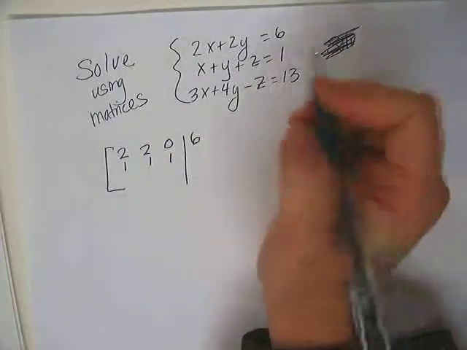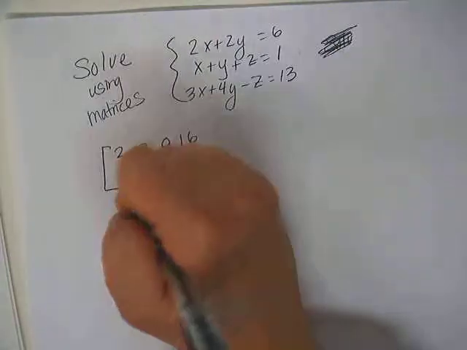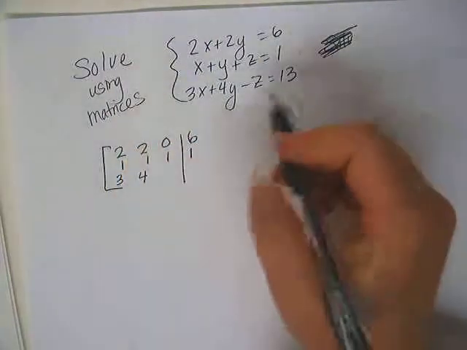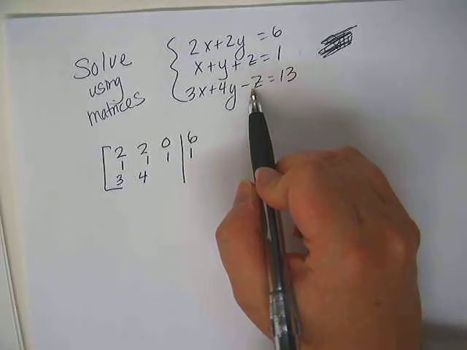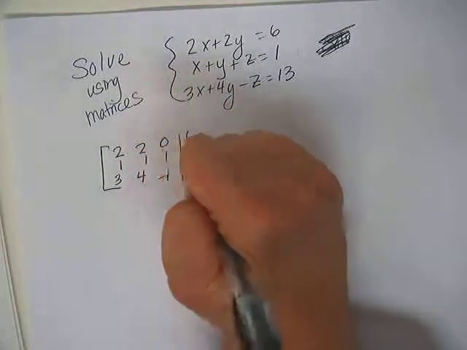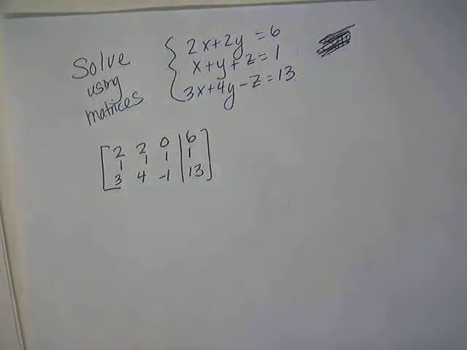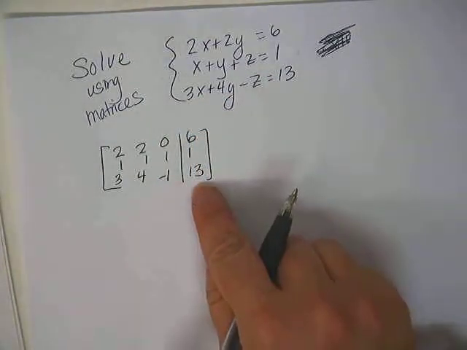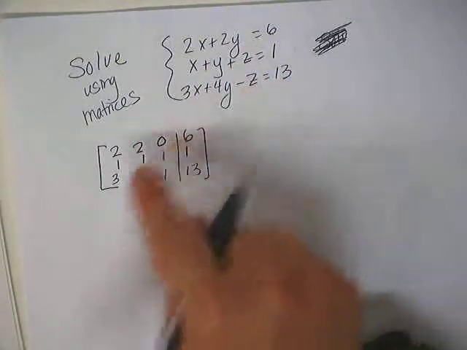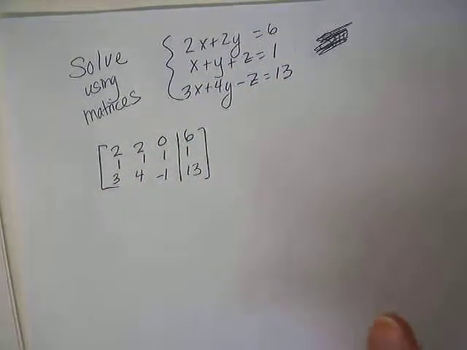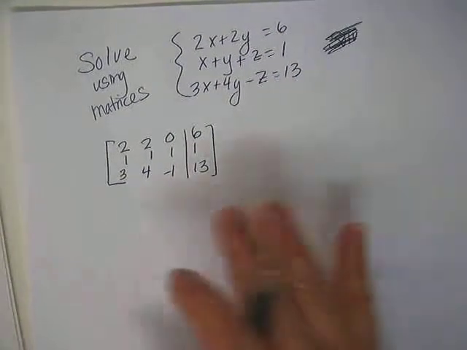Okay, then I go 1, 1, 1, 1. And then 3, 4, what's that number? 0. Negative 1, 13. Before you start going to a lot of work to do this, please pay close attention to whether you got all of the numbers and signs correct.